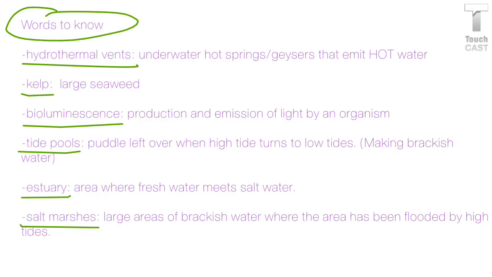Okay, so here are some words to know. Hydrothermal vents are underwater hot springs or geysers that emit hot water, and they're down there in that deep zone. Kelp is just large seaweed. If something is bioluminescent, that just means they produce and emit light. So whenever you see fish, especially those creepy, crazy ones in the deep ocean that seem to emit light, it's because they are bioluminescent. You've got tide pools, which are just puddles that are left over when high tides turn to low tides, making brackish water. Estuaries are areas where fresh water meets salt water. By the way, when fresh meets salt, that's what we call brackish water. And salt marshes are large areas of brackish water where the ocean has been flooded by high tides.